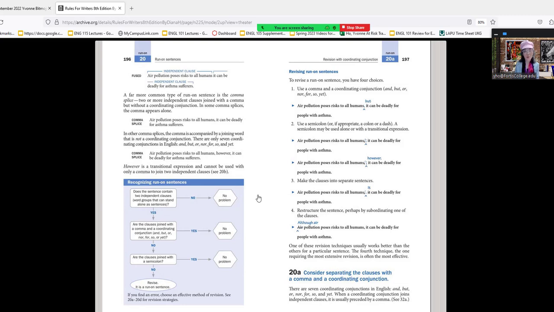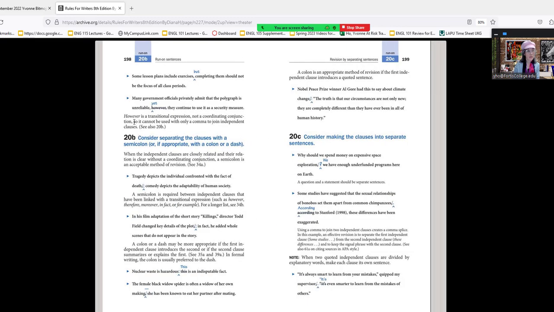There are 7 coordinating conjunctions in English: and, but, or, nor, for, so, yet. When a coordinating conjunction joins independent clauses, it is usually preceded by a comma. Some lessons include exercises, but completing them should not be the focus of all class periods. Many government officials privately admit that the polygraph is unreliable, yet they continue to use it.